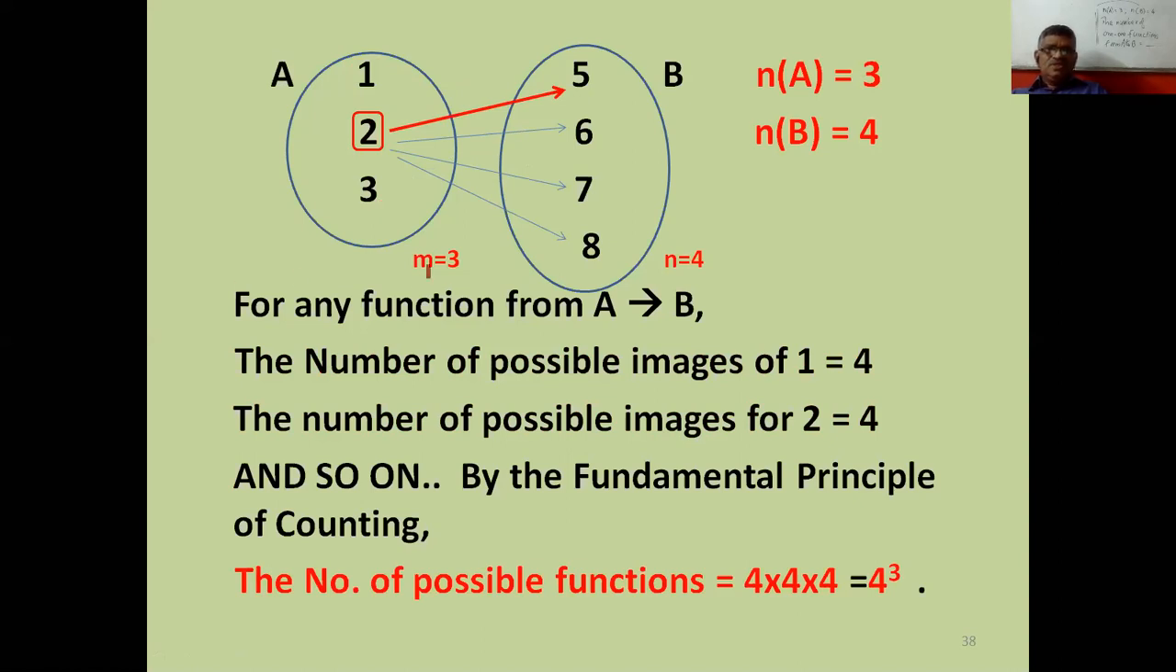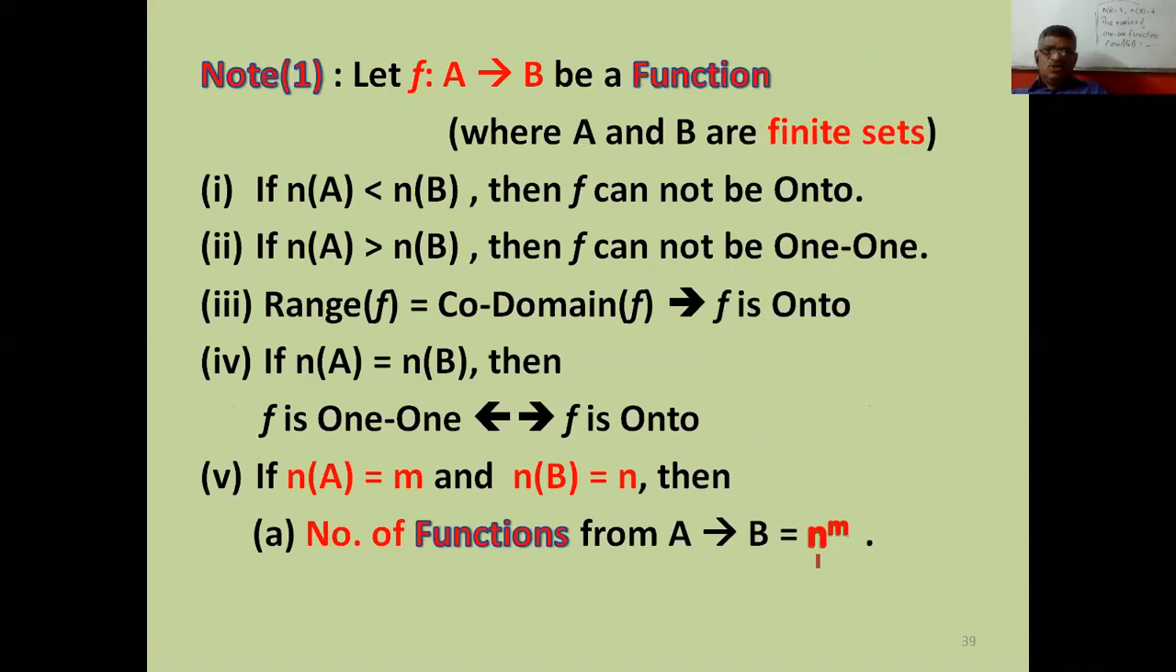So if this is m and this is n, the number of possible functions from A to B is n raised to m. 2 raised to mn is the number of relations; the number of functions will be n raised to m. Each element in A has n possible images, so n into n into n, multiplied m times. So the answer is n raised to m. Clear?